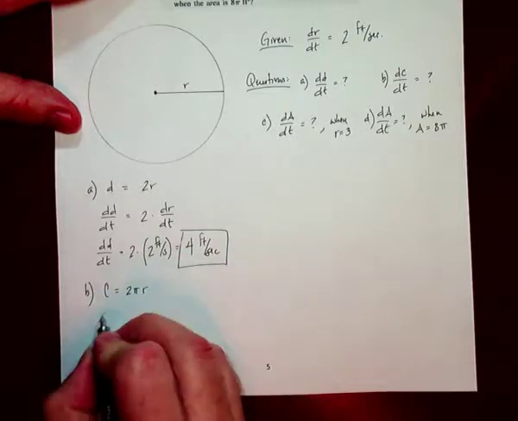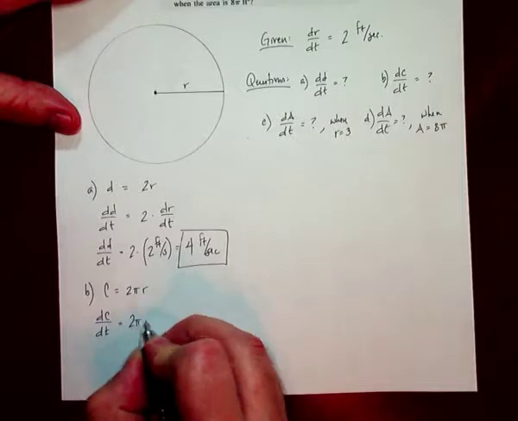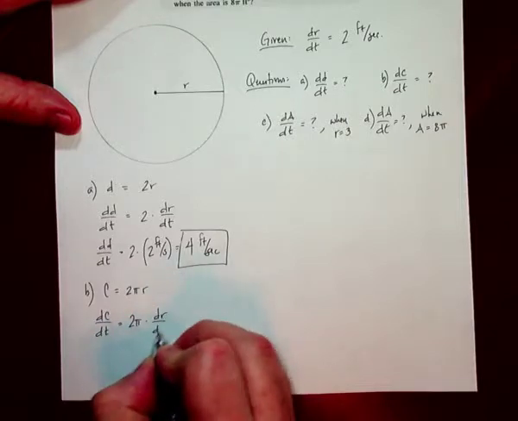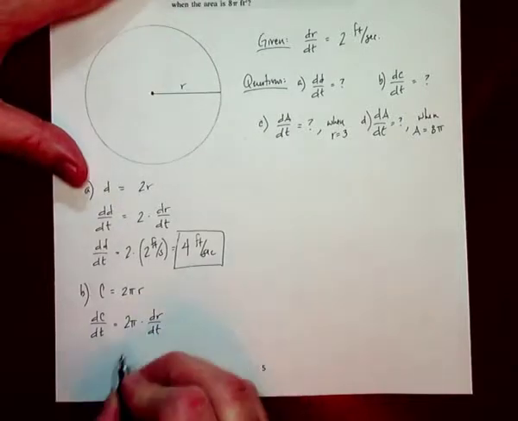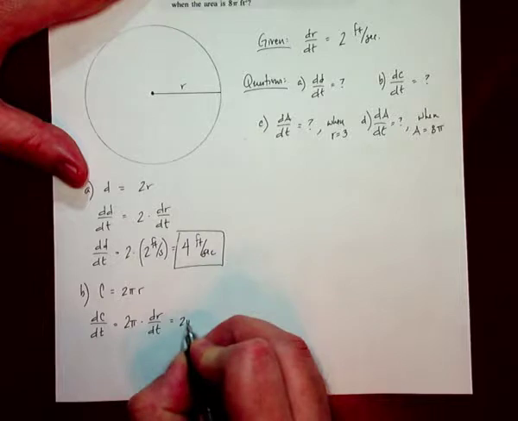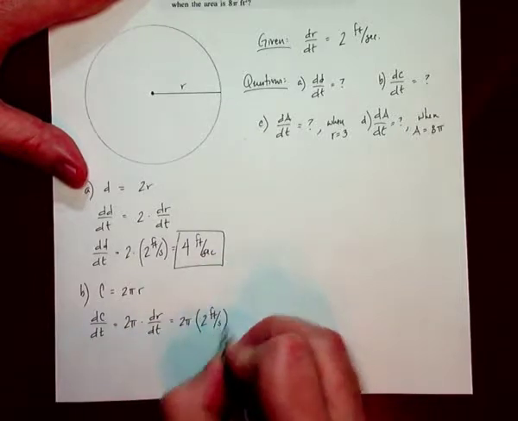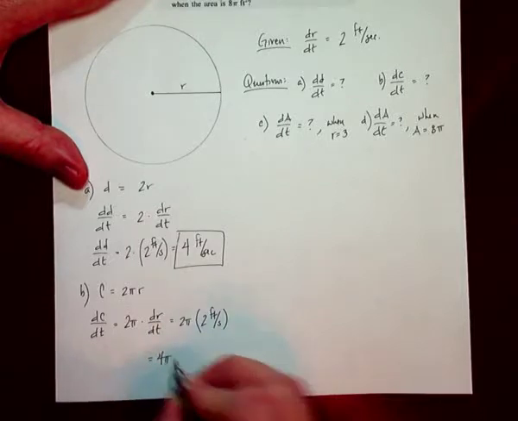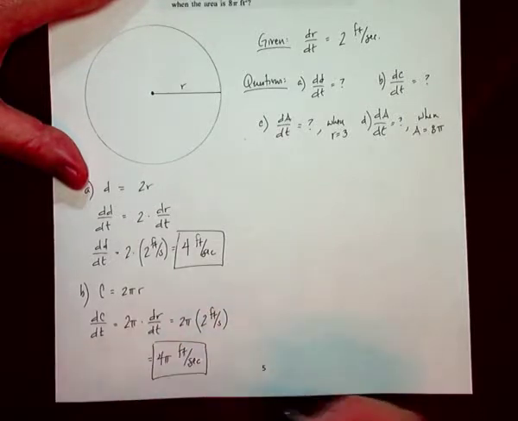Now part B is similar in that C is equal to 2 pi r. And since neither of those is to the second degree, they both disappear in the differentiation, there's basically no chain rule. I'm given 2 pi times dr/dt, which is 2 feet per second, and I'm left with 4 pi feet per second instead of just 4 in this one.